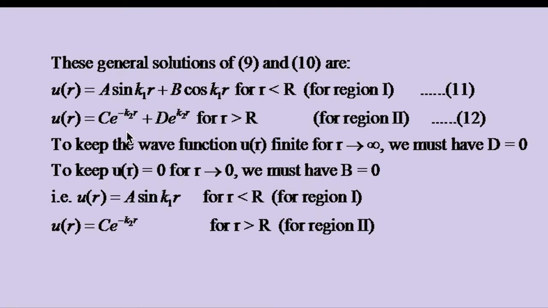And here we have mentioned that when r is tending to infinity, you can see that in this term it is e raised to minus k2r, that you can write as c by e raised to k2r. And when r is tending to infinity, it is e raised to infinity, and e raised to infinity is infinity.